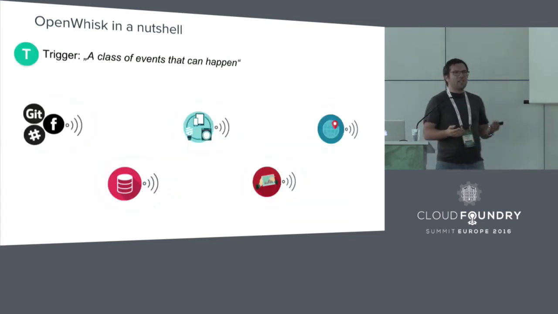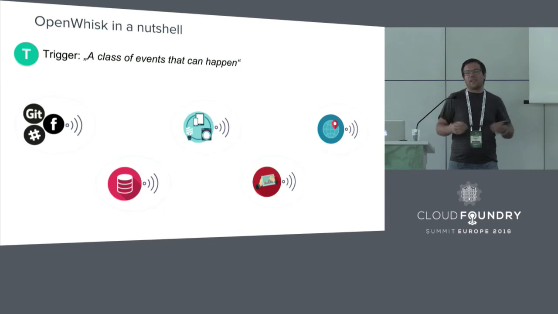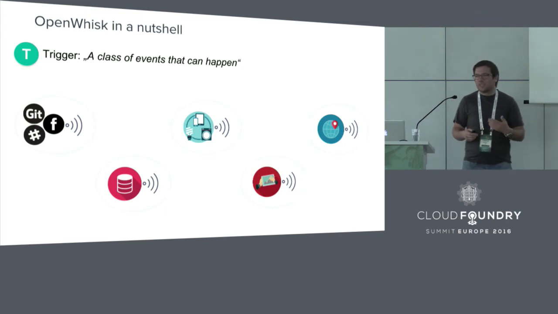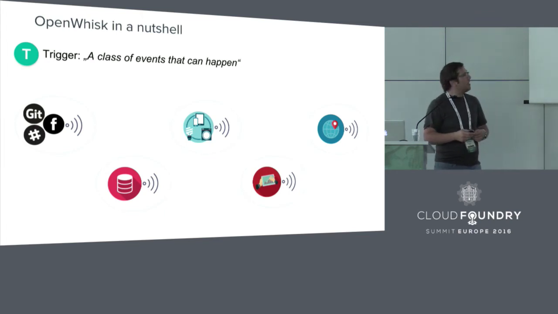So triggers are actually nothing else than classes of events that can happen. We have already had a look at this one. Events can be emitted by database-centric services just because something has changed in the database. Maybe data has been updated, deleted, or something like that. It can also be, with respect to what Andre explained, an IoT service, which might emit an event just because an IoT device has sensed some particular data.